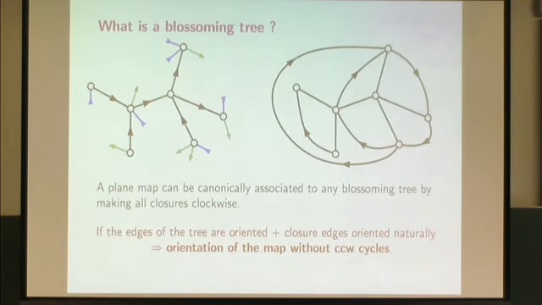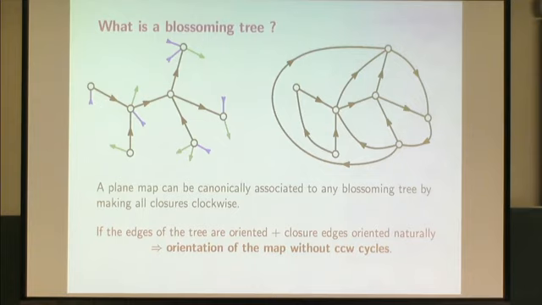Now, if I start with a tree with an orientation, so I orient each edge of the tree, and I keep the same orientation of my closure edges, then that gives me an orientation of my full map now. Okay. So let me rephrase that. If I start from a tree with an orientation and I make the closure, what I get is an orientation of my map, and it's clear from the construction that the orientation you get here has no counterclockwise cycle, because my trees have no cycles, and because I make all the closures clockwise, the only cycles I can create are clockwise cycles.